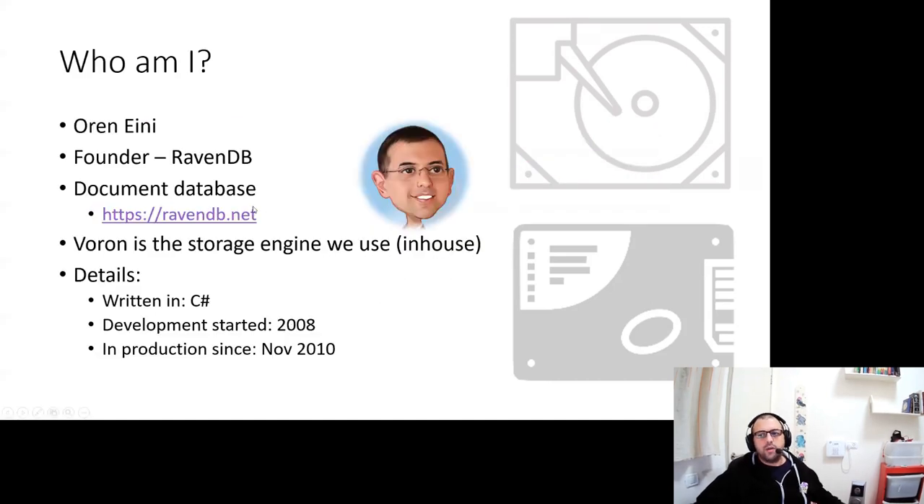So just to give you some background, this is the database that we created. Voron is the storage engine that we use. It was built completely in-house. Most storage engines are written in low-level environments, typically C or C++. RavenDB, and Voron specifically, was written in C#. That's actually quite interesting because this is not typically thought to be a low-level language. But it turns out that C# has a lot of the facilities that we need, including the ability to work with unmanaged code, the ability to create our own manual memory management, and structs, value types, and a bunch of other stuff like that.